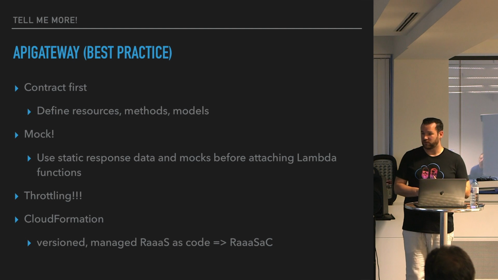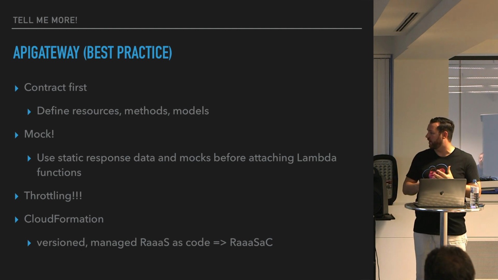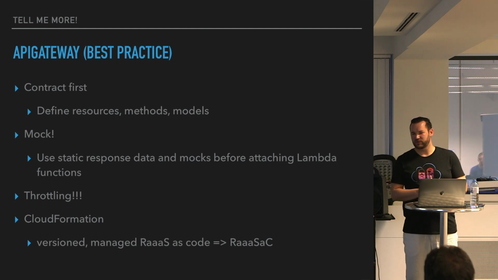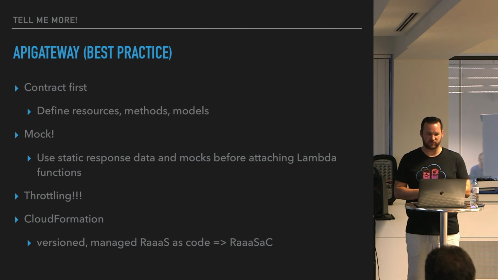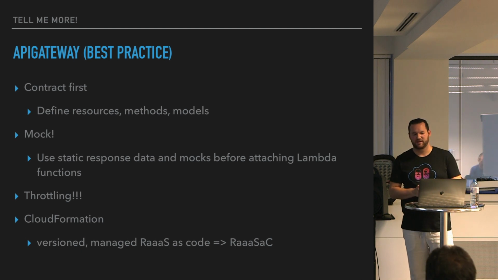Then always use throttling. The defaults are very high, like 10,000 or 1,000 requests per second, which is quite a lot for a default. So make sure that before you take your REST API to production, have a look at throttling. And you can use your REST API.